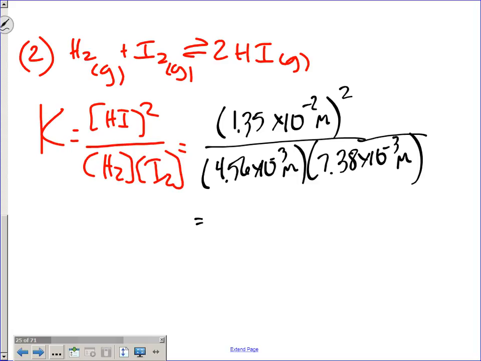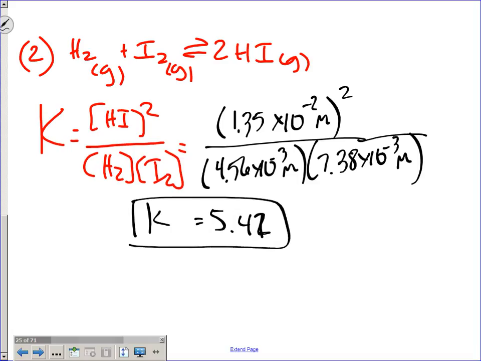And the answer is 5.41 or 5.42, I guess. Yeah, we're good here. Okay, so what does that tell you? Who is favored? Products are favored. What would your equilibrium graph look like? Who would be on top? So products would be on top, reactants on bottom. Good. All right, so that's feeling pretty good.